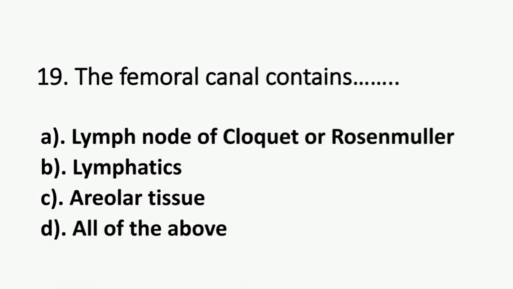Question number 19. The femoral canal contains: option A, lymph node of Cloquet or Rosenmuller; option B, lymphatics; option C, areolar tissue; option D, all of the above. The answer is option D, all of the above.